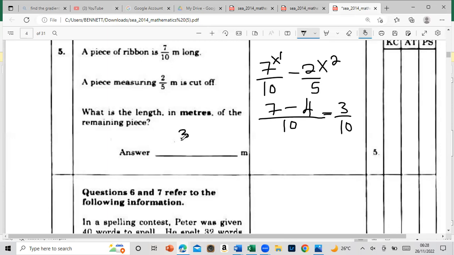What I didn't check a while ago, guys, was if it was the same unit. Please ensure that you check if it's the same unit. Yes, it's meter, but it could have been centimeter, and I didn't check that, so I'm sorry about that.